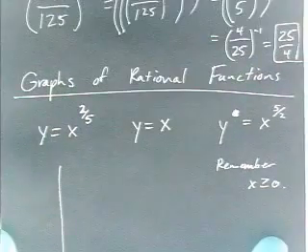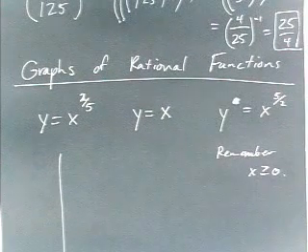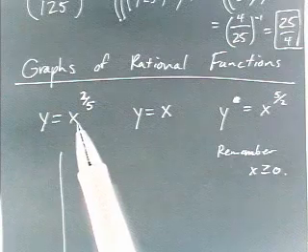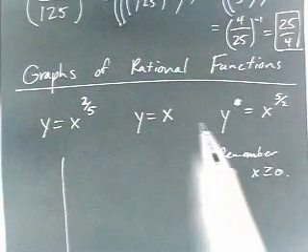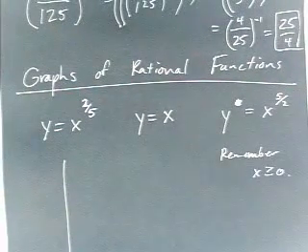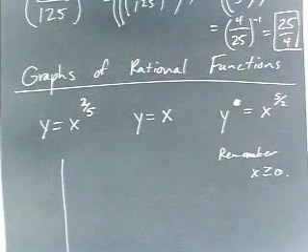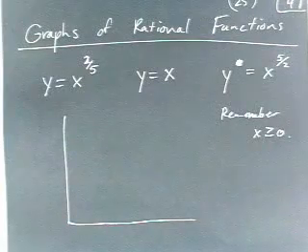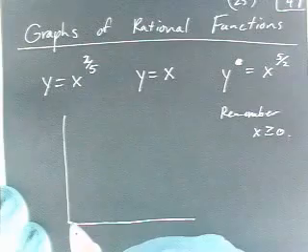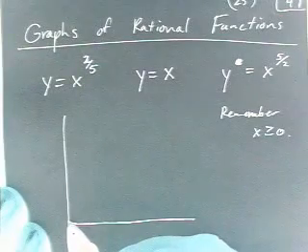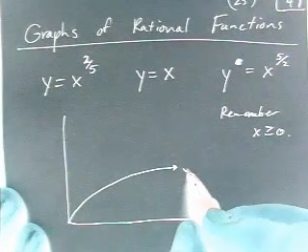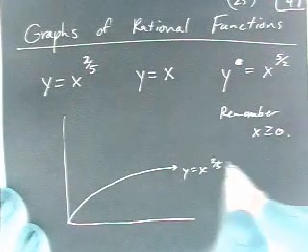What do the graphs of these rational functions look like? Well, I've listed out 3 here. y equals x to the 2/5, y equals x to the 1st, and y equals x to the 5/2. Okay, so let's see what the graph looks like. y equals x to the 2/5. Well, that's going to have a graph that looks something like this. It's y equals x to the 2/5.